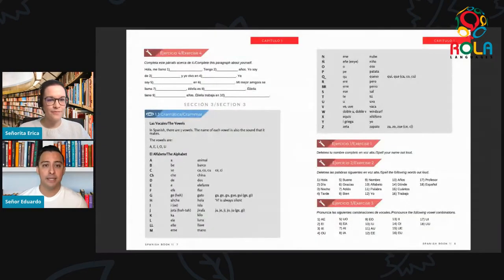Okay, muy bien. So now we're going to break down the alphabet. Don't worry, we're going to practice it a lot. Okay, and as always, we're going to be sharing our screen. This is the Level 1 Spanish Rola book, designed for adults, and there are some exercises, so you can always hit pause and try to do the exercises, or find other resources out there. There's a lot of stuff that you guys can find for free.